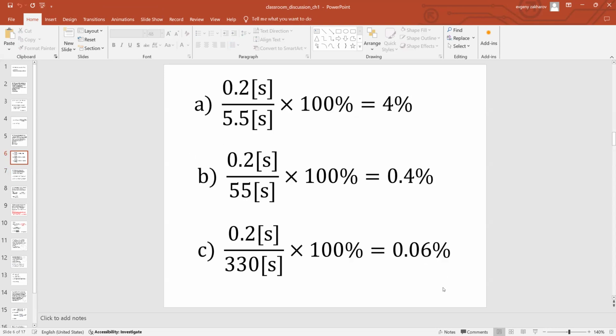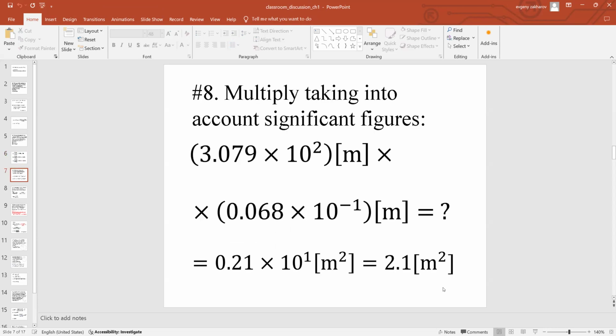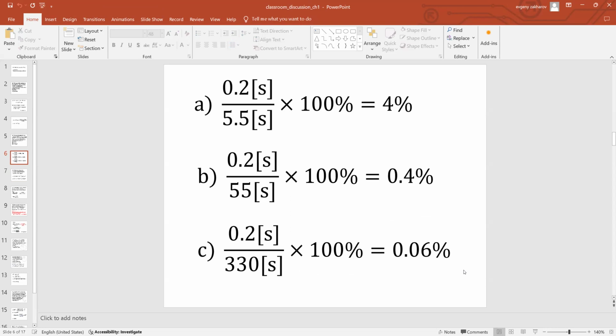Good, clear, questions, comments? Okay, multiply taking into account sig figs. Okay, we have a question on the previous one. Would C not be 0.1 because of the sig figs? You can say 0.1. You don't have to say 0.06. You can actually round it up to 0.1.